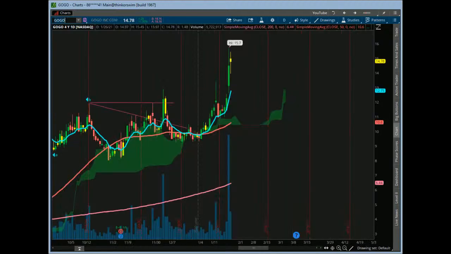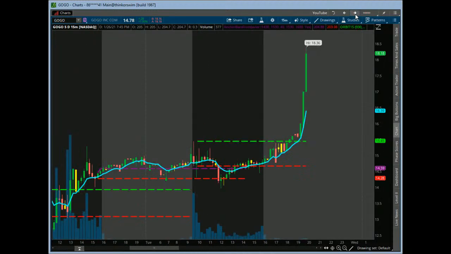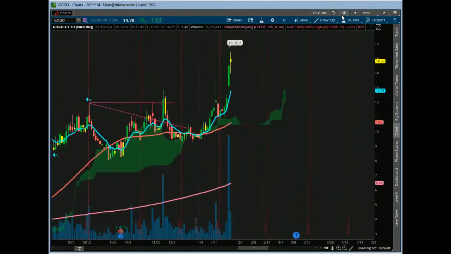GoGo is the next GME. Whoa, I guess so. So GoGo making a move. Good grief. So this thing's starting to push its way up after hours here pretty epically. So definitely want to keep on the radar going into tomorrow.